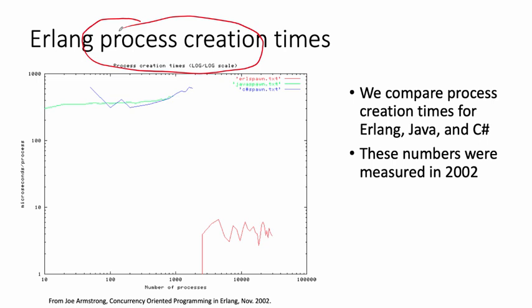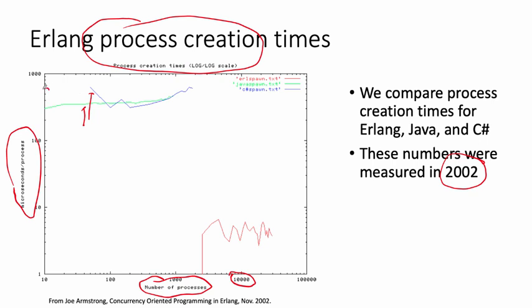If you look at here, the number of processes on the x-axis is logarithmic. So here we have 10,000, for example, and the microseconds for starting them. These numbers were measured in 2002, but the relative numbers are still valid today. So here in green and in blue, we have Java and C#, which are mainstream languages used for more typical kinds of data processing applications.